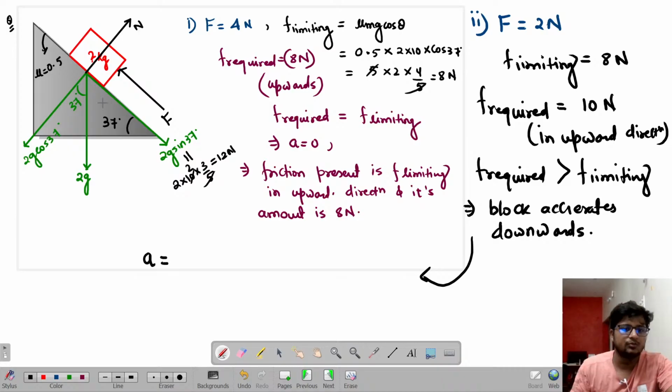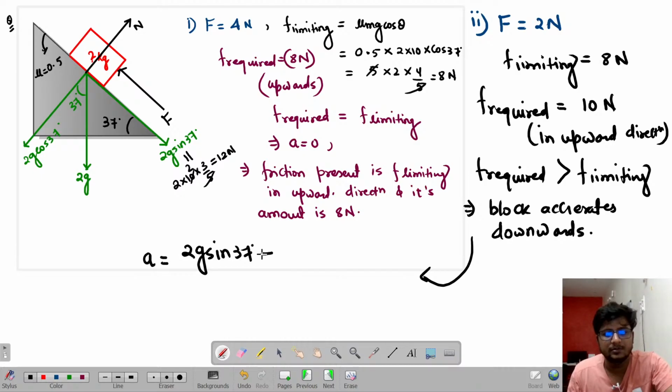A will be pulling force. See, again, pulling force is how much? 2g sin 37 minus the opposing force, capital F, and minus my kinetic friction, divided by the mass which is moving. Say something, yes or no? Is this clear for everyone?